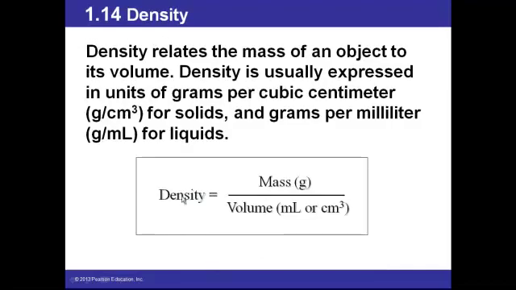So density can be written as an equation. It's going to be written as mass in grams over the volume, and the volume is going to be represented as either milliliters or centimeters cubed. So you remember these two units are equivalent to one another. 1 milliliter equals 1 centimeter cubed. So you can write this in either unit and you don't have to do any conversions between them.